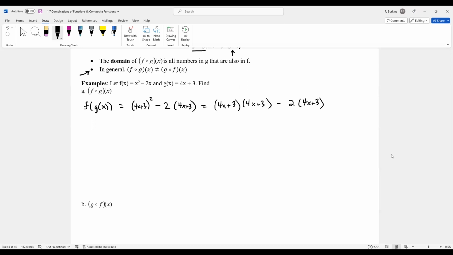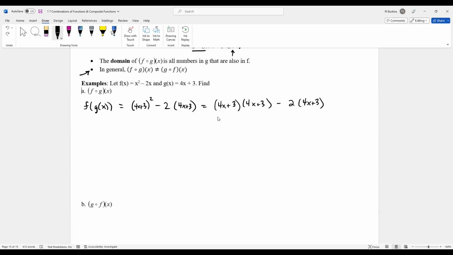Now, personally, I noticed that both of these things have a 4x plus 3 in them. I'd factor it out and then do the multiplication. So actually, I think I might go ahead and do that just to show you an alternate way to do this. So you could go ahead and multiply this out, right, as such, and then add it all together. But I want to show you an alternate way here.